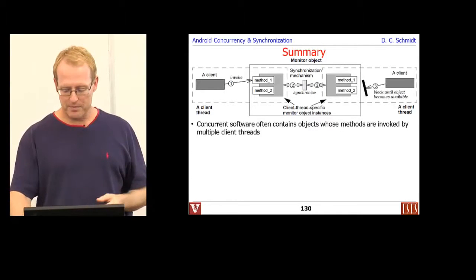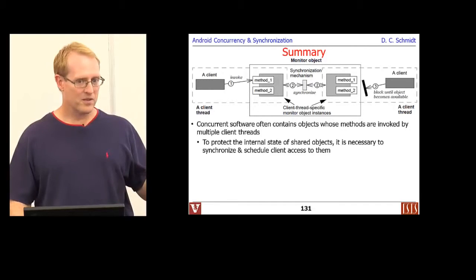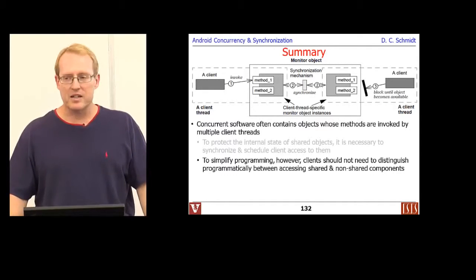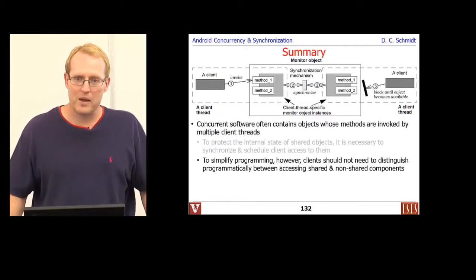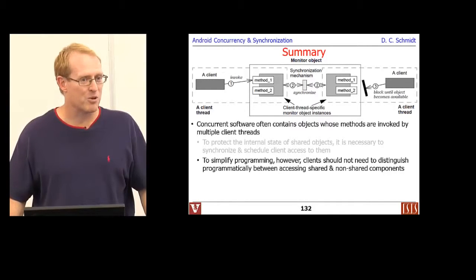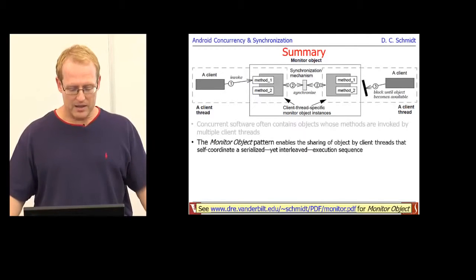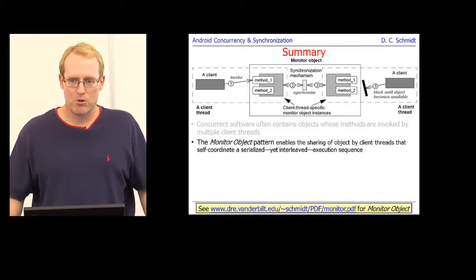OK, so to summarize this discussion, concurrent software often contains objects whose methods need to be invoked by multiple threads at a time. And we want to protect the state of those objects by using some kind of synchronization mechanism. We'd like to not have clients know this is taking place, because it would require them to have too much knowledge of how the synchronization locking protocol works. We want to encapsulate that behind the scenes. And the monitor object pattern is used to share objects between multiple threads while still preserving a nice object-oriented programming abstraction.